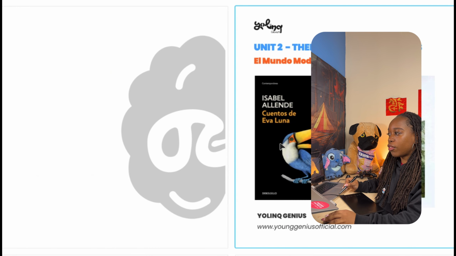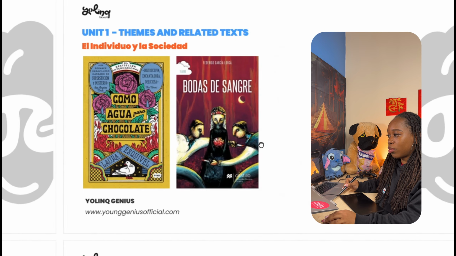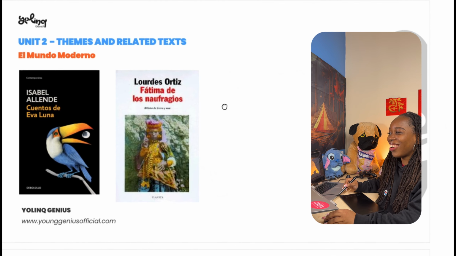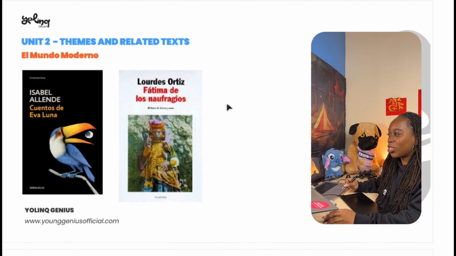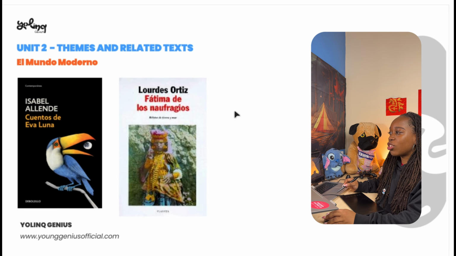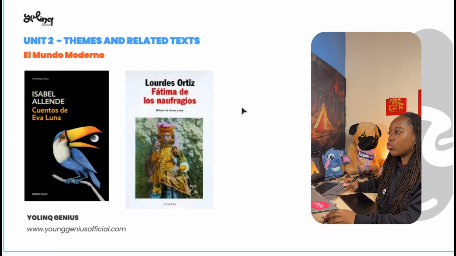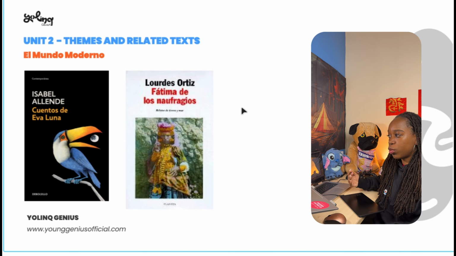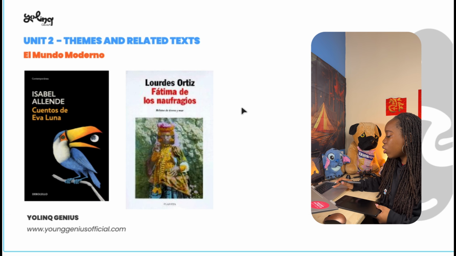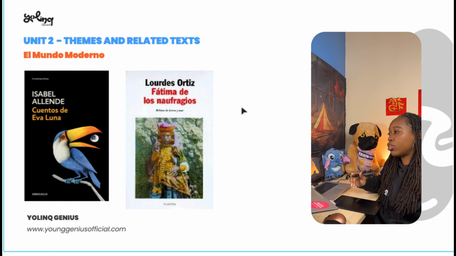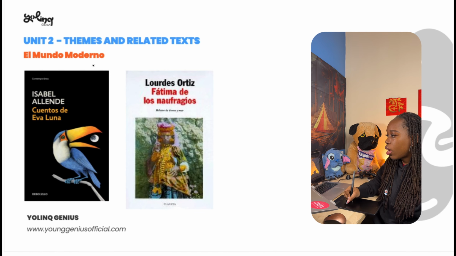In terms of unit 2, I can't remember which of these I read, actually. I know I read La Casa en Mango Street for sure. If you're doing unit 2 of CAPE Spanish, the first theme is El Mundo Moderno, the modern world, and you have the text Cuentos de Eva Luna by Isabel Allende. This is what I read. It's a collection of short stories, so you don't read all the stories.